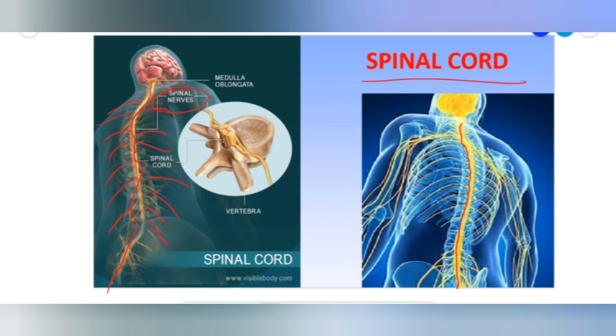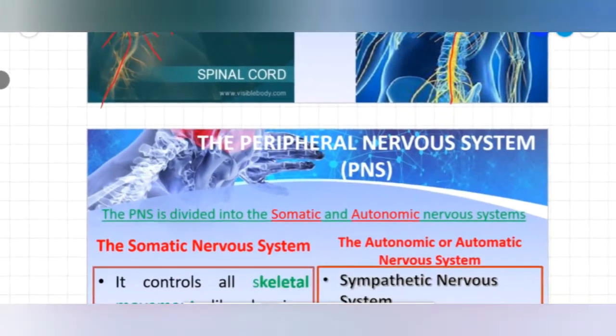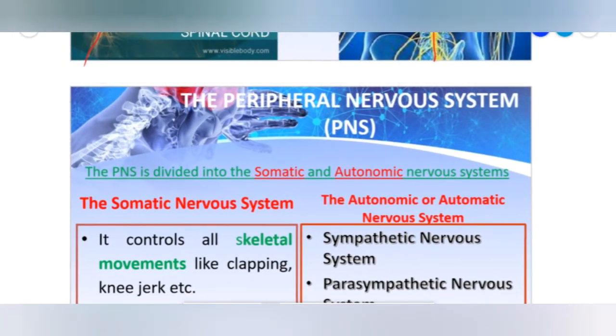Okay, now having concluded the central nervous system, let's look at the peripheral nervous system. We said that this is the part of the nervous system that is found at other parts of the body, the whole body. It is made up of nerves. It is made up of neurons.